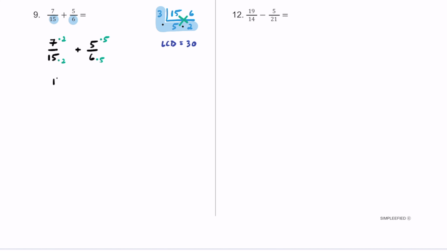7 times 2 is going to be 14. 15 times 2 is going to be 30. So we have 14 30ths plus, and then 5 times 5 is 25. So we're going to have 25 over 30. And at this point, we have common denominators, so we have 30 and 30.